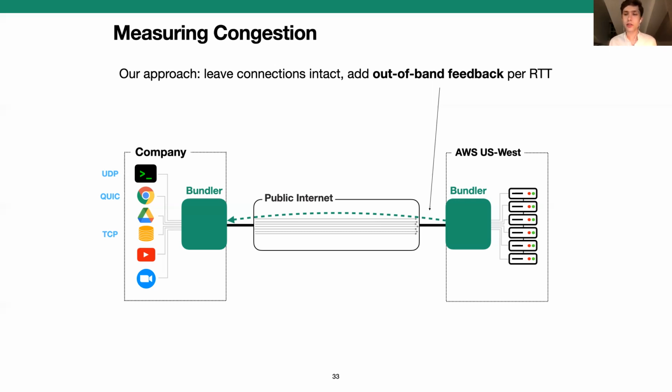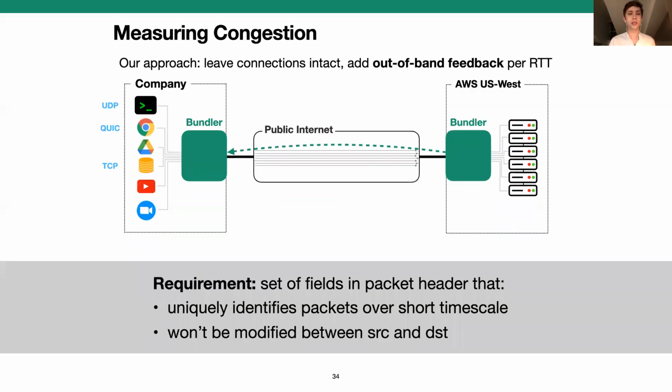So instead, we developed a scheme that allows the sender and receiver to sample the same packets independently without modifying them at all. The main requirement for this scheme is that there exists a set of fields in the packet headers that can be used to identify packets uniquely over short timescales, and that won't be modified between the sendbox and receivebox. Now, the particular set of fields that work best will depend on the deployment scenario, but as an example, in our implementation, we use a combination of the destination address and the IP ID, which are in the IP header of all packets regardless of transport protocol. So to see how the scheme works, let's take a closer look inside the sendbox and receivebox.